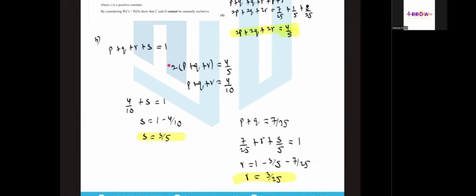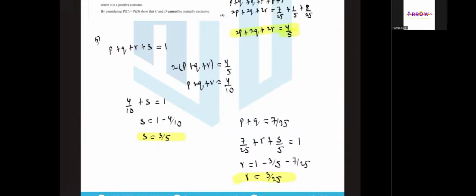So I can say that taking 2 as common, 2 multiplied by P plus Q plus R is equal to 4 over 5. So this 2 is gone over here, and I can say that P plus Q plus R is equal to 4 over 10. Does this make sense? Simple. And since P plus Q plus R plus S is equal to 1, in place of P plus Q plus R, you can write 4 over 10. Wonderful. You can easily find the value of S. So S is equal to 1 minus 4 over 10. S is equal to 3 over 5.